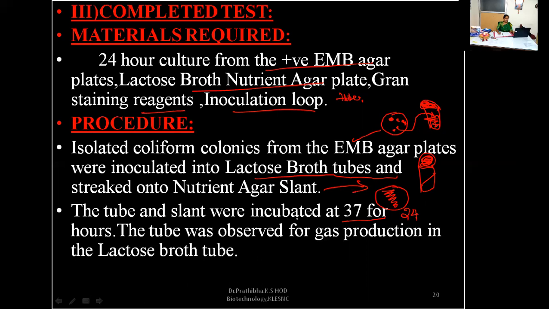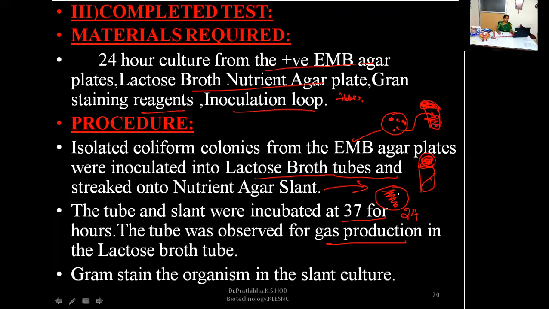The tube and slant were incubated at 37 degrees Celsius for 24 hours. The tube was observed for gas production. After the inoculation of the sample, you need to observe for gas production in the lactose broth tube. And further, the nutrient agar plate or slants you have prepared must be subjected to the gram staining experiment to check the gram stain of the organism in the slant culture.